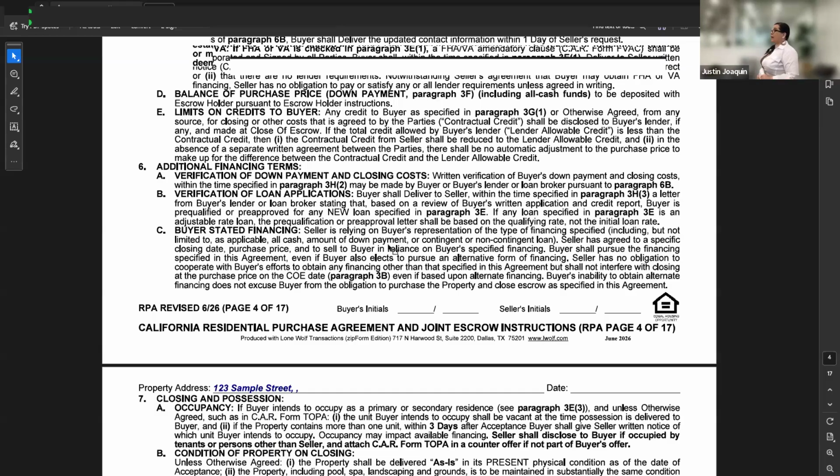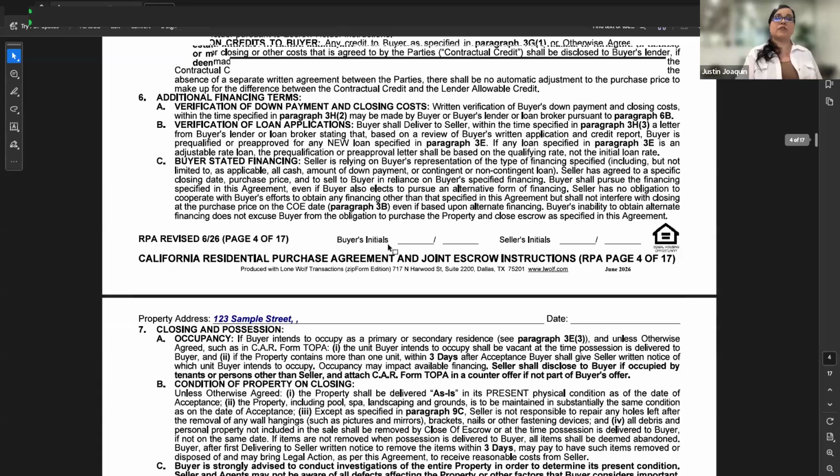The contract says automatically the lender allowable credit. Doesn't matter what my contract says, if I got $15,000 in closing costs, that's considered a contractual credit. If my lender, because of the loan program, says I'm capped out at 5,000 or 10,000, what's going to take precedence? The lender. And that's what this paragraph says. Limits on credits to buyer. That's what it's called.